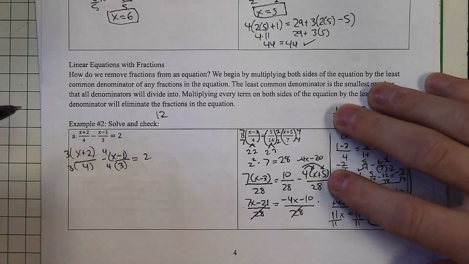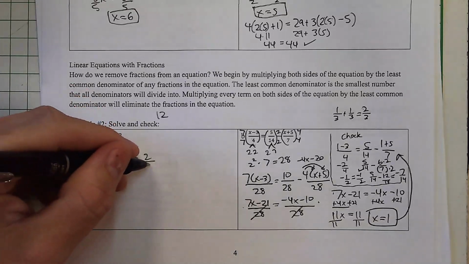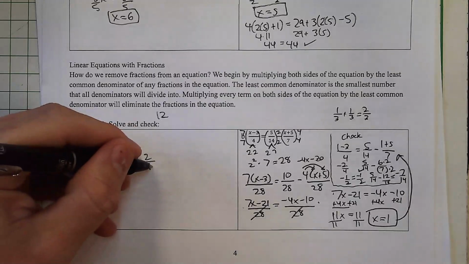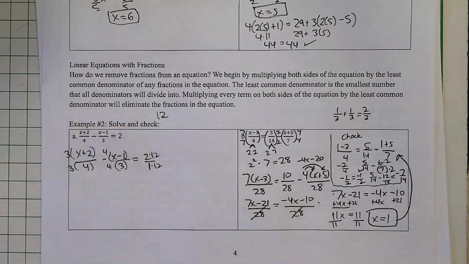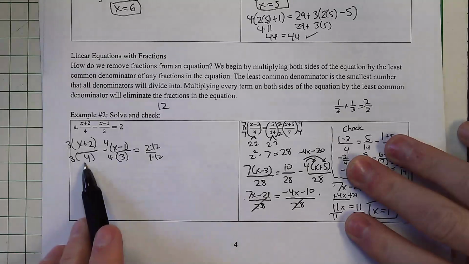What can I multiply the top and bottom by here? 4. Good. Now you could do it here too. Let's do what top and bottom by what here? 2 over 1, right? So 12. Okay. There's other ways to do this as well, but this is just one way. So one way is to get a common denominator.